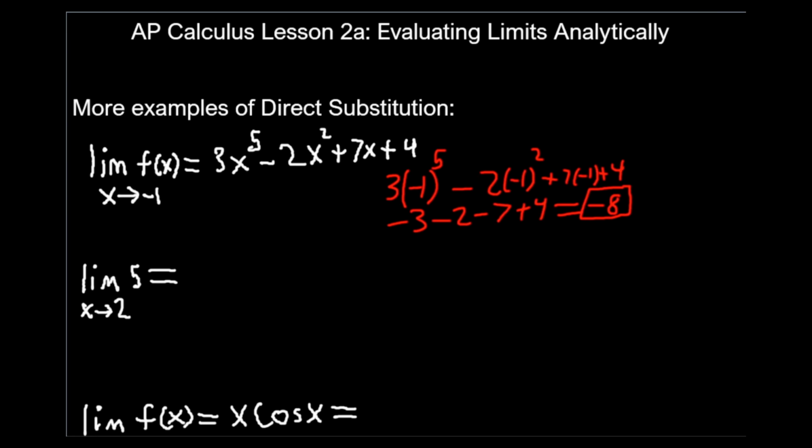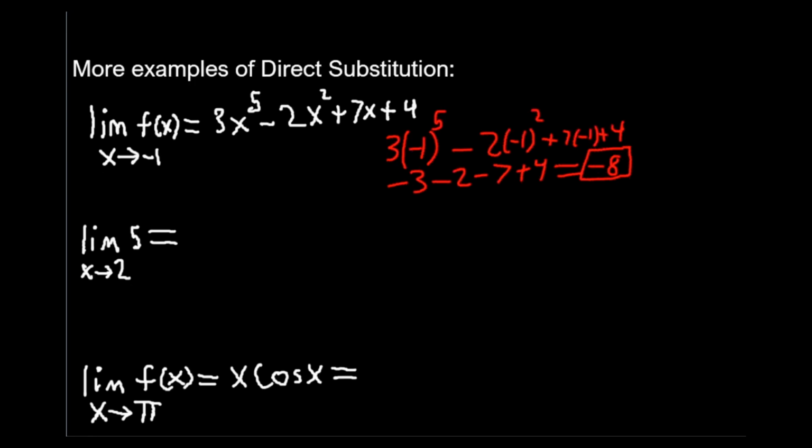Okay. The next one. This is a rule, like the last page. This was a rule that I showed earlier that you have to know. So the limit of 5 as x approaches 2, since there's no x value in here to plug 2 into, the limit of 5 is just going to be 5.